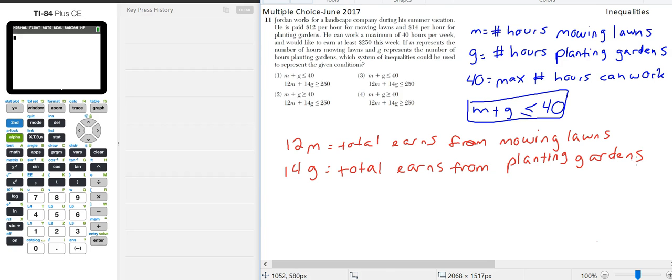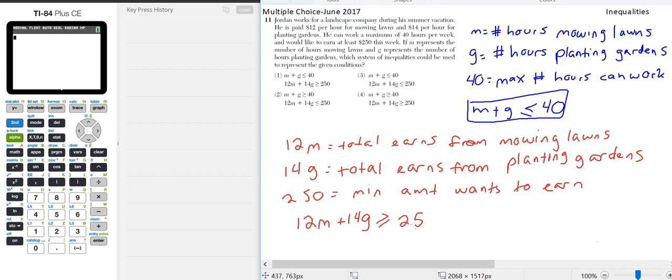And the minimum amount that he wants to earn is $250. So that means that 12M, the total amount he earns from mowing lawns, plus 14G, the total amount he earns from planting gardens, has to be greater than or equal to 250. So this is our other inequality. And the answer to the question, the one that has these two inequalities, is choice 1. Let's look at another question.